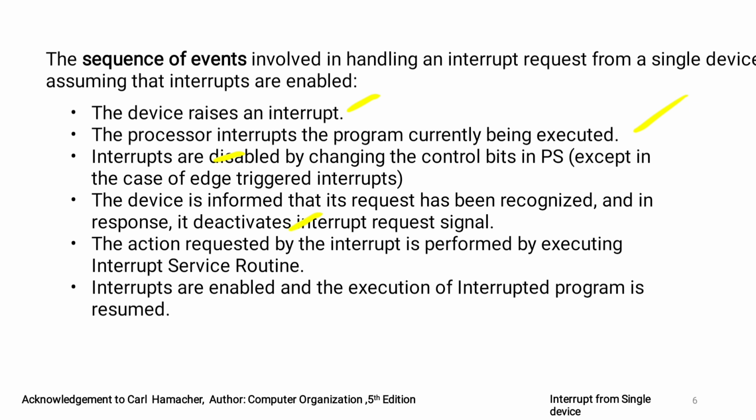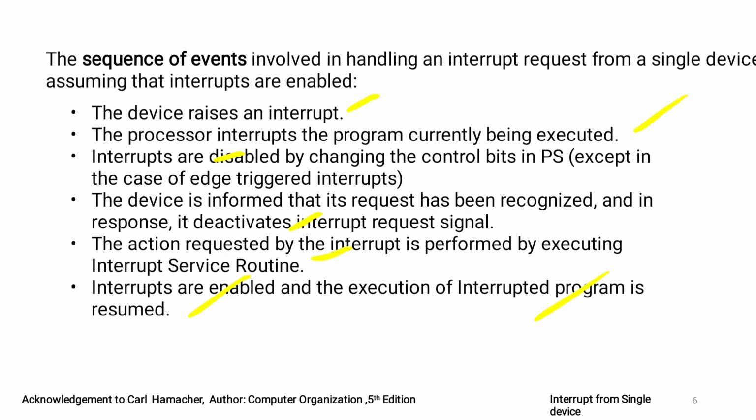The action requested by the interrupt is performed by executing the interrupt service routine, a special set of instructions meant for serving that device. Then interrupts are enabled and the execution of the interrupted program is resumed. So program control is switched back from the ISR to the main program.